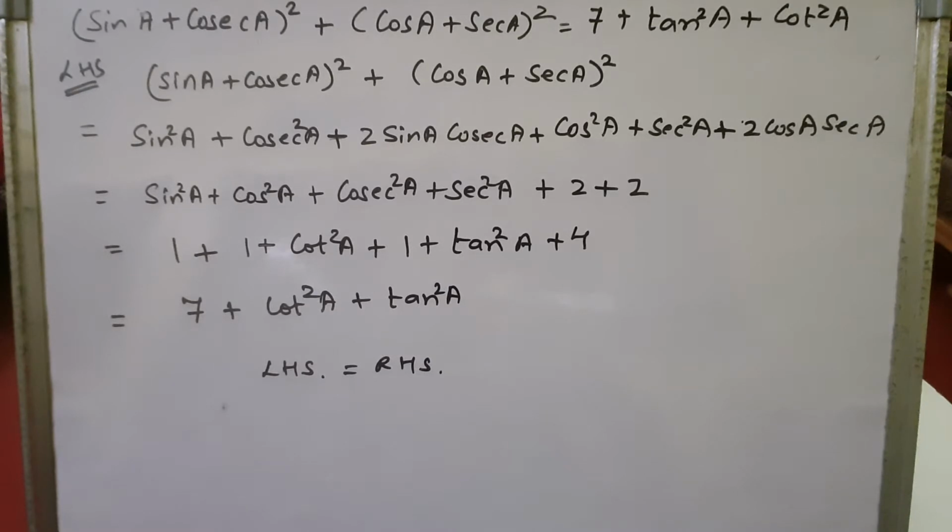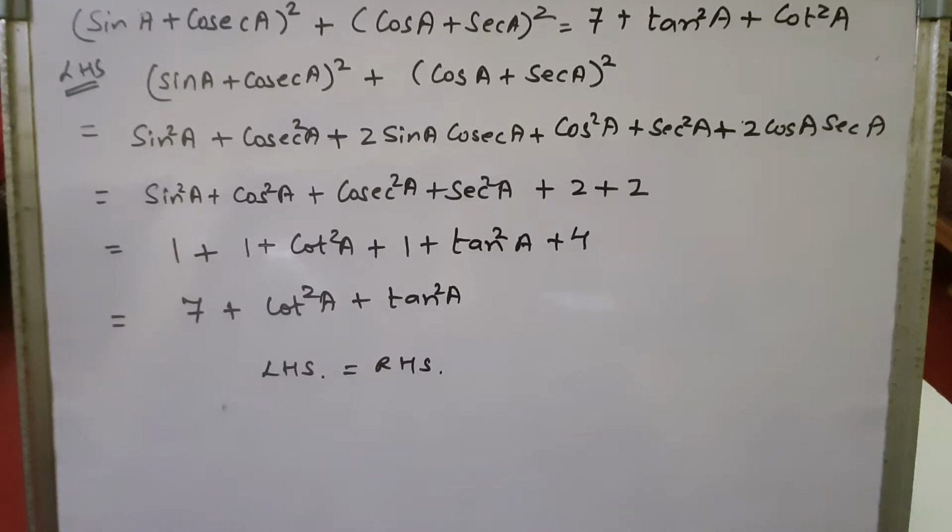Let's expand the bracket, a plus b to the whole square, as a square plus b square plus 2ab. So the value of sin a plus cosec a to the whole square will be sin square a plus cosec square a plus 2 sin a cosec a. And the value of cos a plus sec a to the whole square will be cos square a plus sec square a plus 2 cos a sec a. And in the formulas we have studied that cosec is the reciprocal of sin. That means the product of sin a and cosec a is 1. Similarly, sec is the reciprocal of cos. That means the product of cos a into 1 upon cos a is again 1.